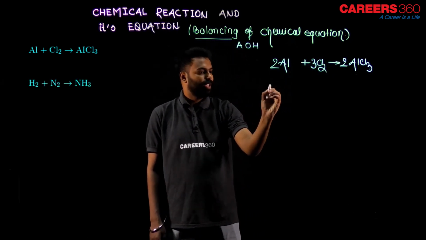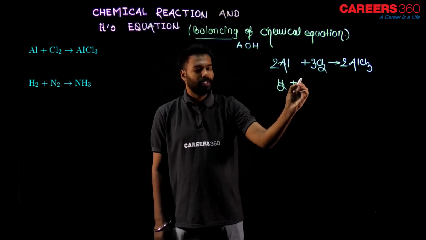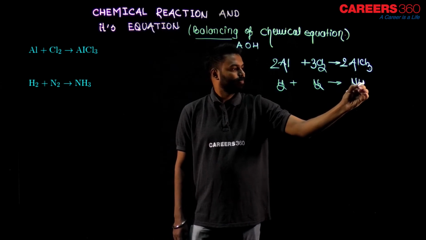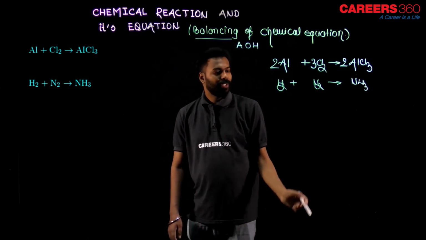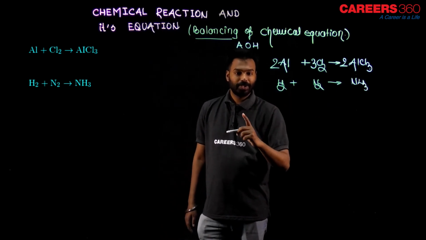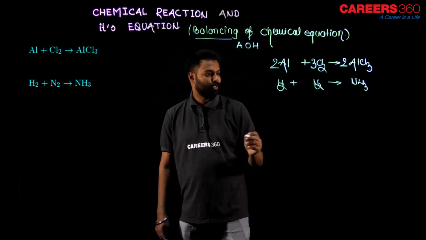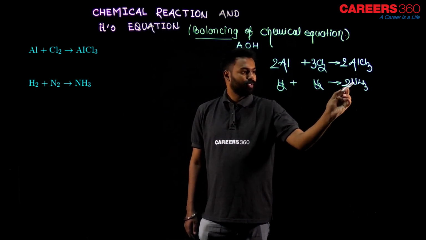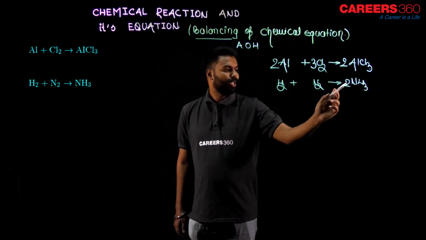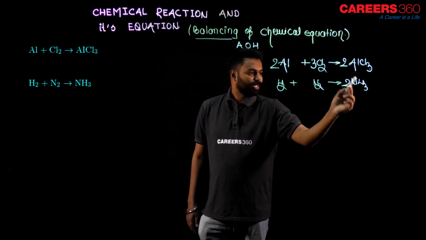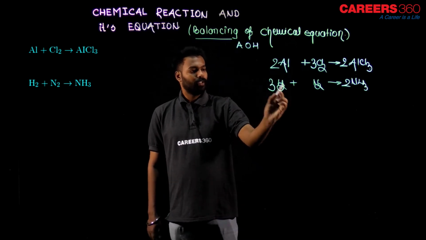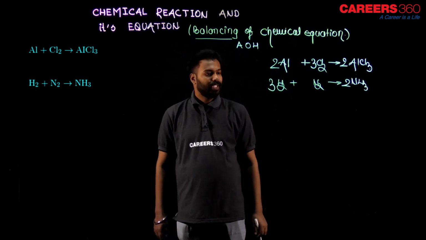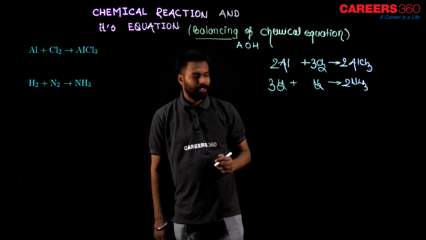Now H2 plus N2 gives NH3. Okay. How many hydrogen? Oh, hydrogen you must balance in the last actually. So N2 has 2 nitrogen, here 1 nitrogen, make it 2. Nitrogen balanced. 3 2s are 6 hydrogen in the right side. In left also 6 hydrogen. Let's take the third example to balance the chemical equation now.